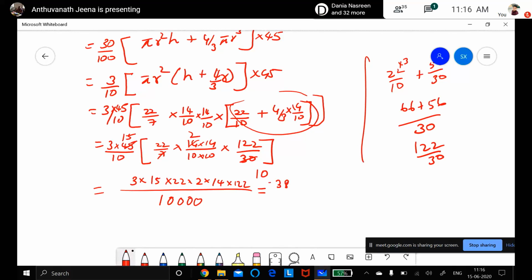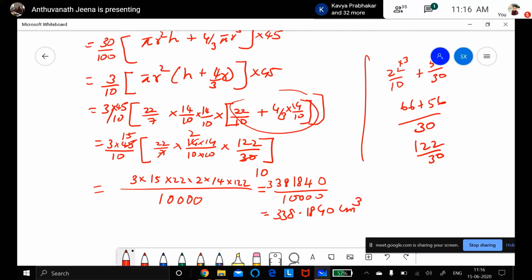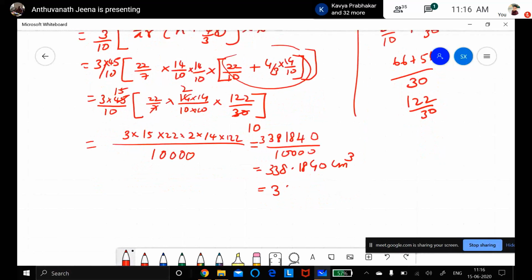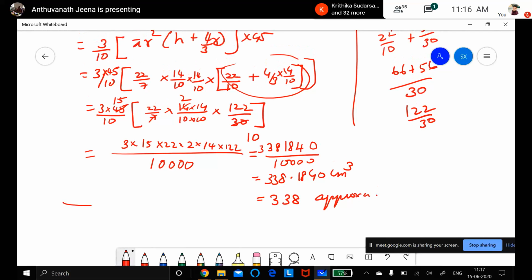Okay. So you get 3381840 and divided by 4 zeros you will get... So if you do correctly 4 decimals it will come. 338.1840 centimeter cube will come. So totally you can just write textbook answer 338 approximately. That's all. So only the last multiplication you should be careful. Other things are easy. Okay.